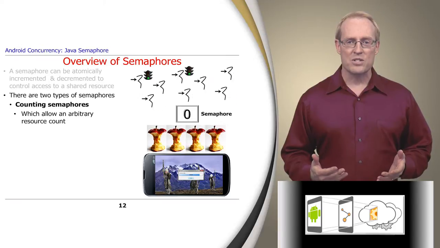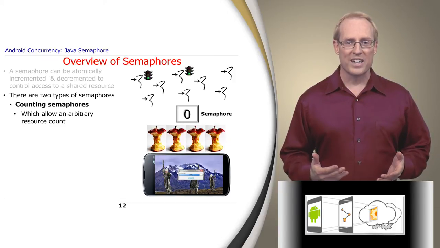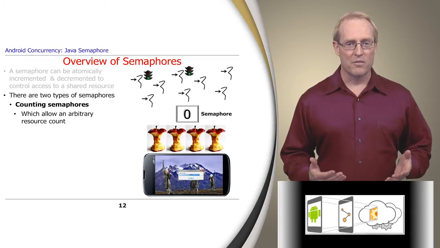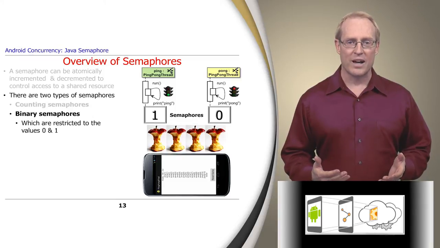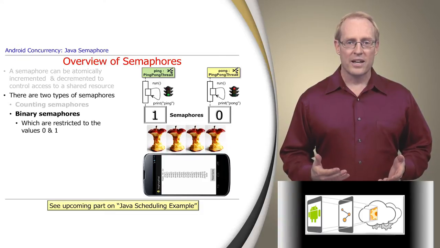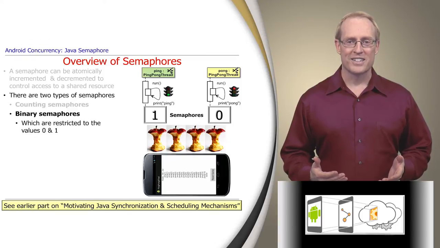There are 2 general types of semaphores. Counting semaphores allow an arbitrary resource count. For example, our image rendering example used a counting semaphore with an initial count of 2. Conversely, binary semaphores restrict the count to either 0 or 1, which corresponds to locked or unlocked, available or unavailable, etc. Later in this module, we'll show how a pair of binary semaphores can be applied to fix the buggy ping pong program covered earlier in this module.